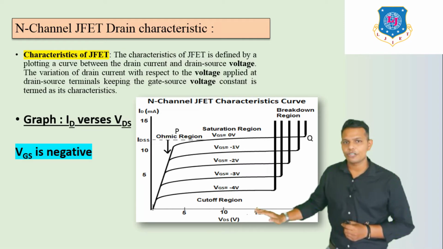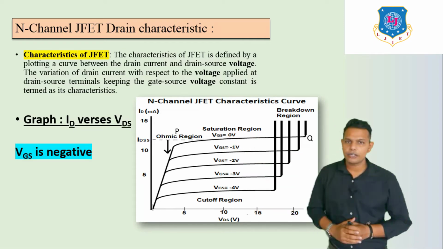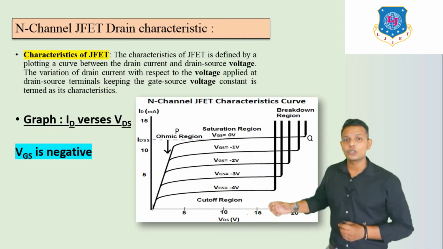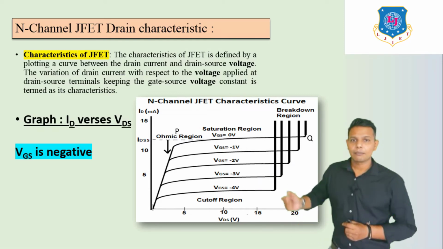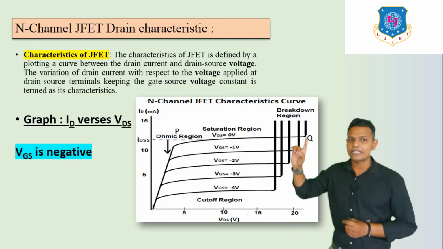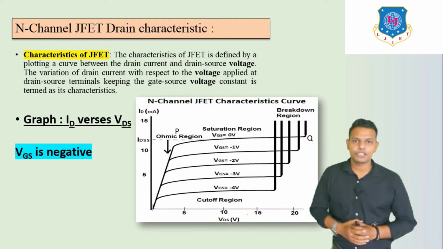First one is cutoff region, second one is ohmic region and third one is saturation region. But after this saturation region, if we continuously increase the VDS value, after some point, we can see after Q point the graph bends from here. So it is known as the breakdown region.